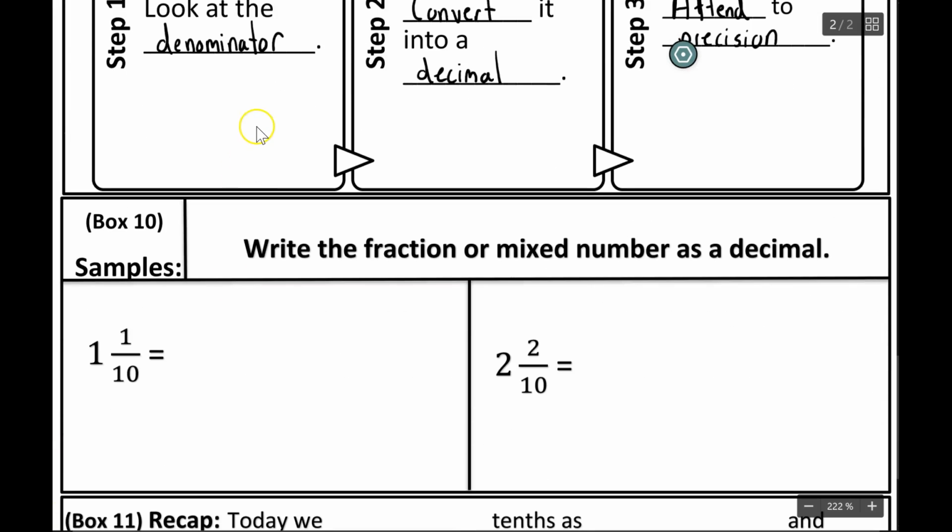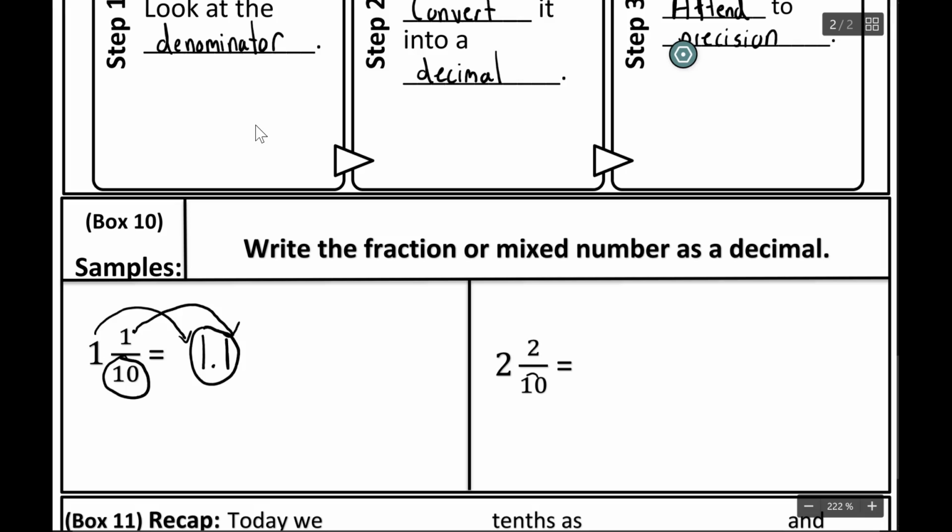Going on into box 10, our sample problems: write the fraction or mixed number as a decimal. Most of you are probably done with this because it's pretty simple, right? So again, I write my whole number. I write 1 point. Then I look at my numerator. That's a 1, so 1.1. And remember, step 1 was to look at the denominator. I know that it's in tenths, so it would just be written as 1.1. And I'm done. Pretty simple.